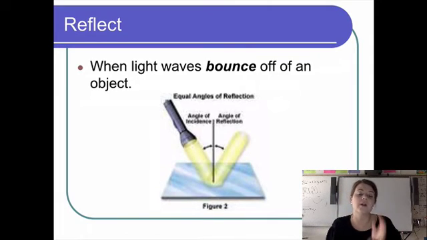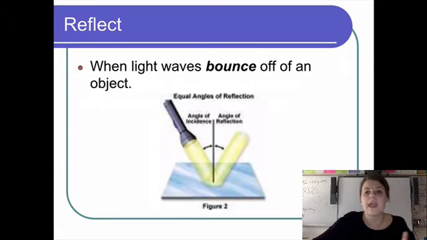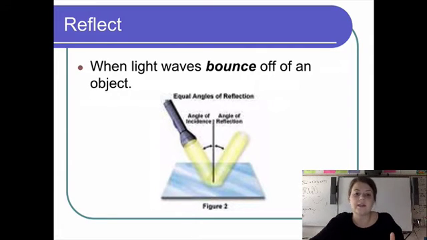Objects also can reflect light, and that's just when light bounces off, right? So you look in a mirror and you're seeing light reflected, which allows you to see yourself. Okay, it just bounces off an object.